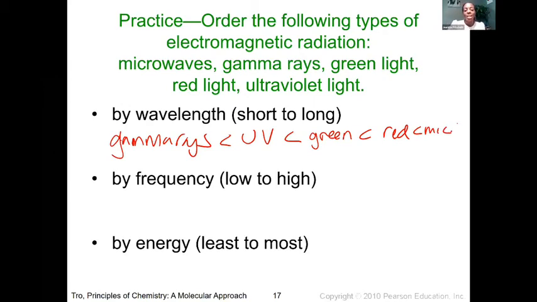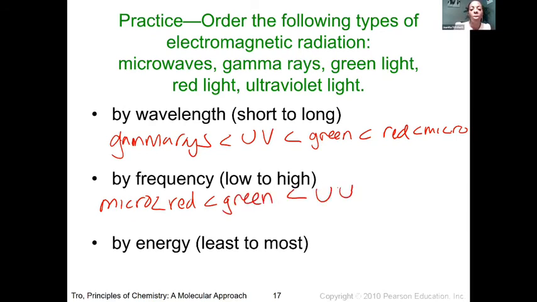Now, if we wanted to take this same list and classify it by frequency from low to high, well, again, low frequency things, those are things that aren't as damaging to us, the biological substances. And so out of this list, we would say that it would be microwave, followed by red, followed by green, which you'll notice is the exact opposite of the list that we had above, followed by UV, and then followed by your gamma rays.